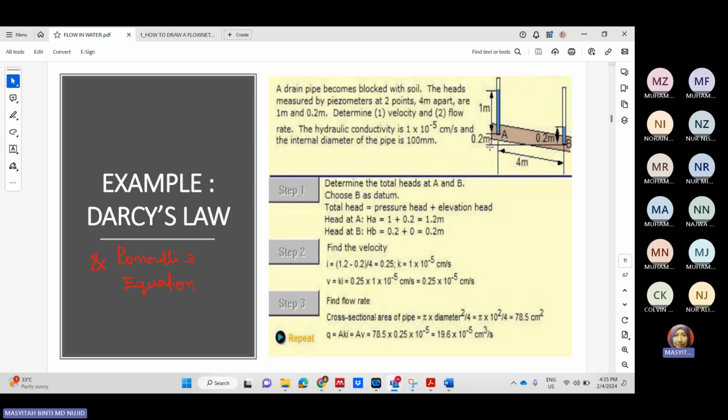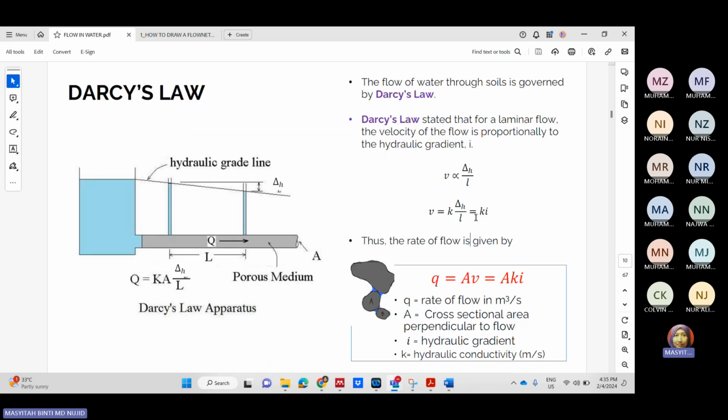So we have 1.2. However, dekat B dia tak ada problem lah. Sebab memang dah straight. Dah memang dekat reference point dengan tinggi air tu dekat. So 0.2 only. How to find the velocity? So pakai baliklah dalam dia punya equation. Velocity sama dengan hydraulic conductivity times dengan hydraulic gradient.